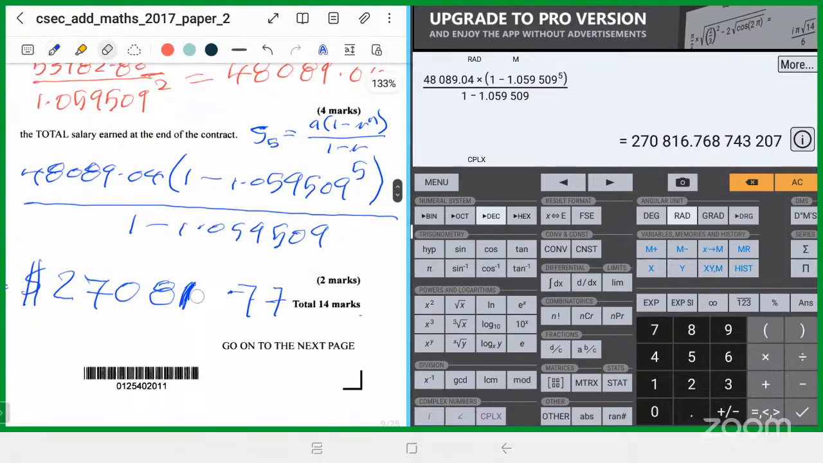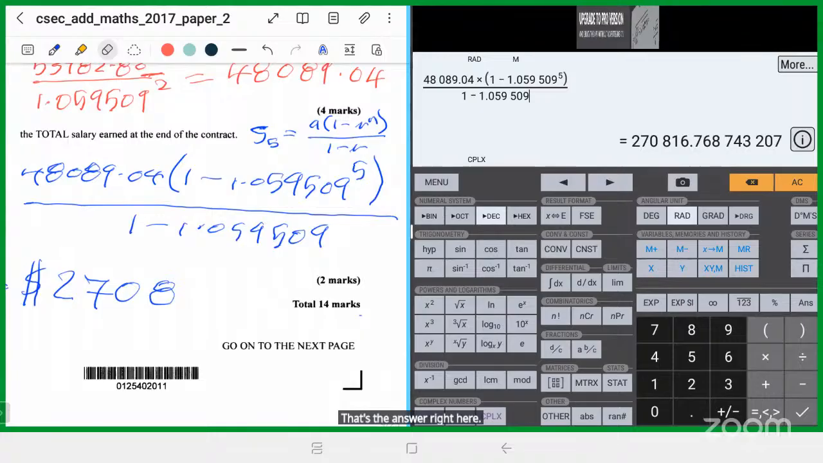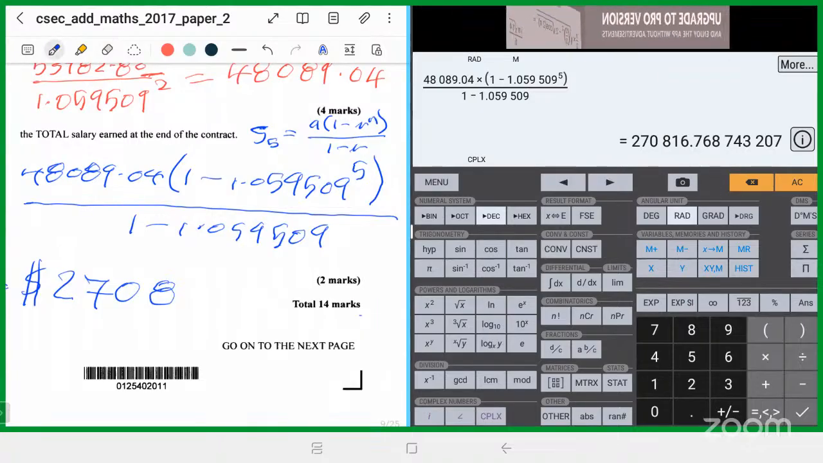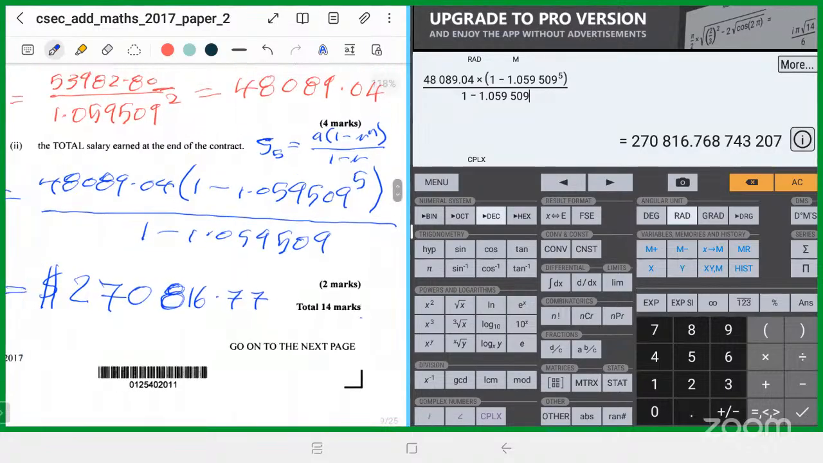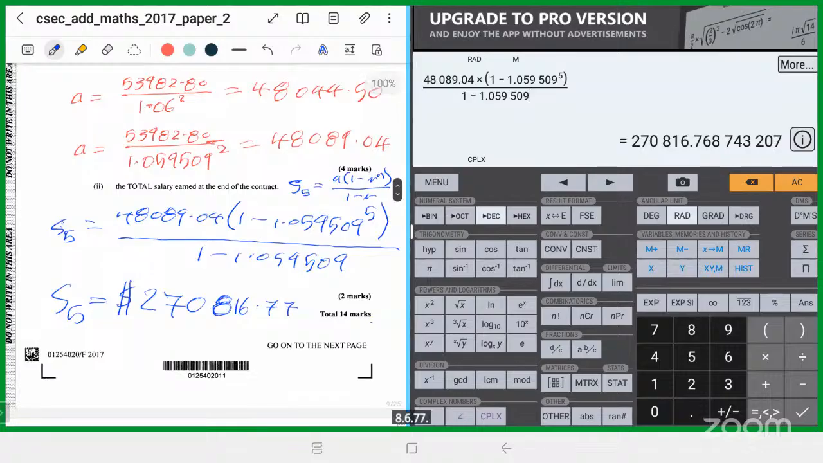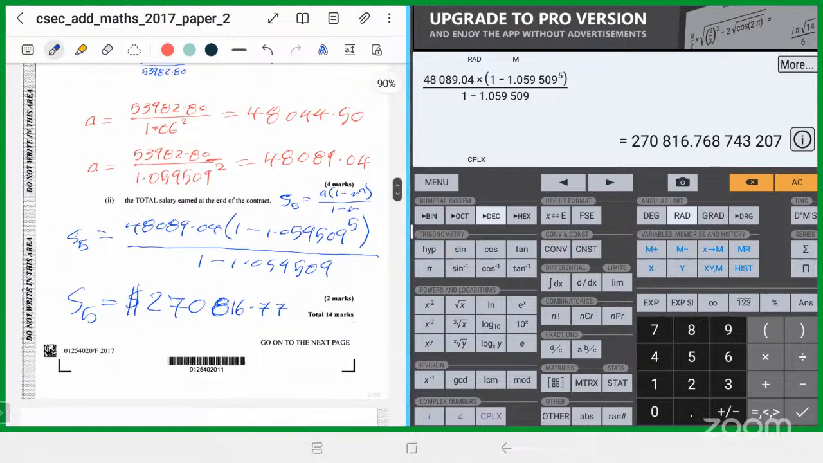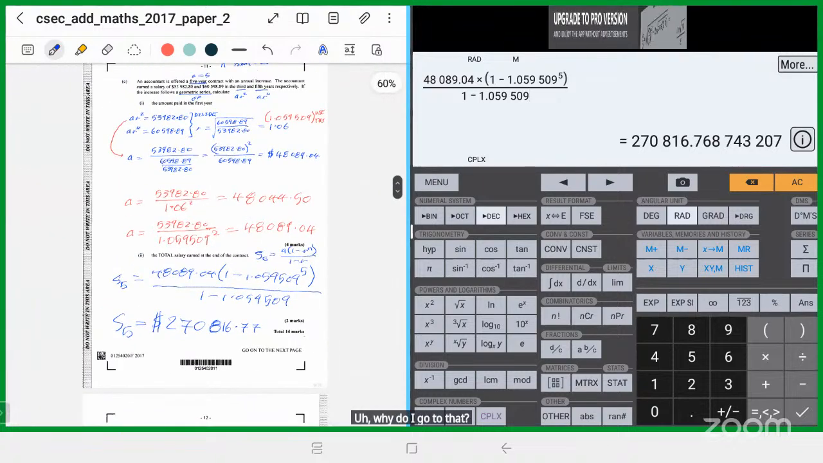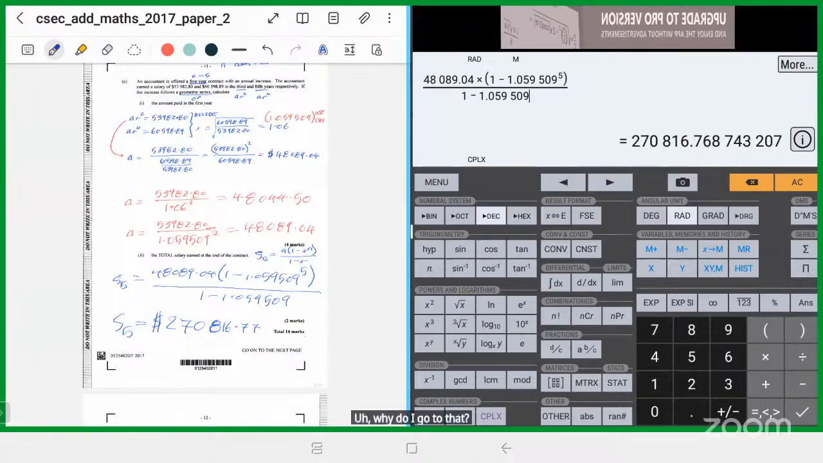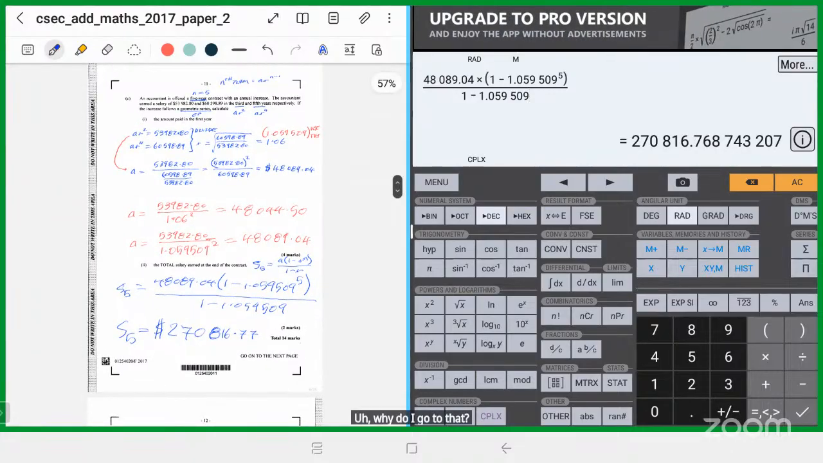It's better. $270,816.77. That's it. 270,000 for 5 years. What are we good at that? Yes, sir. Alright. Good.